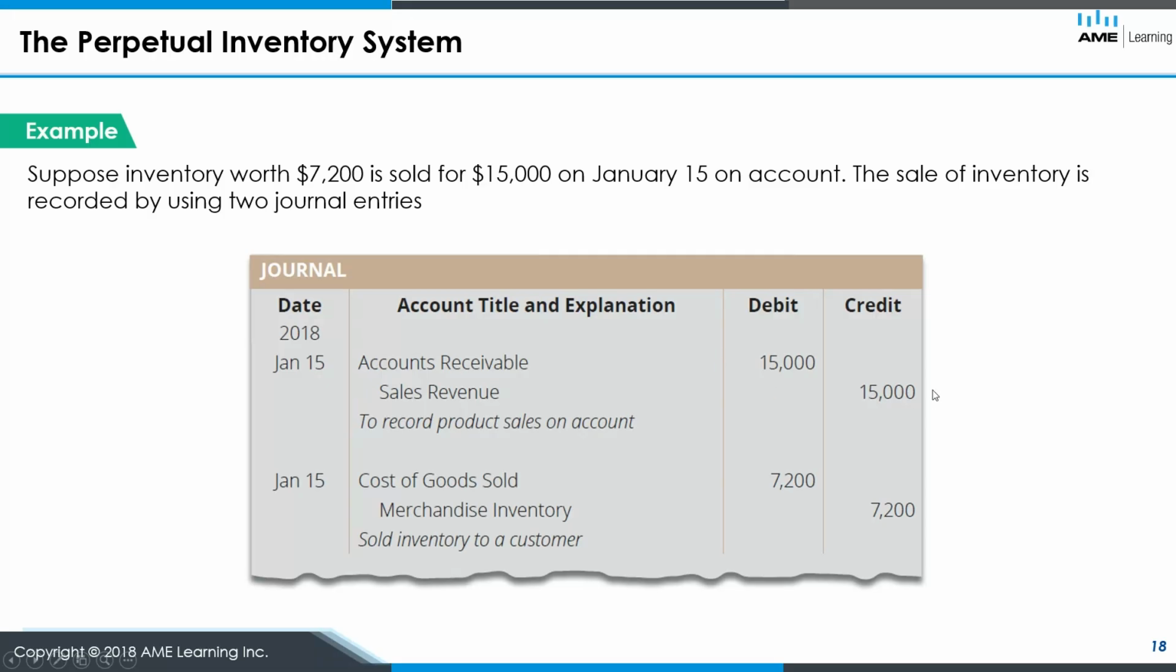You're going to have the sales part. As it mentions, we sold this for $15,000. So again, a basic type of journal entry. We have revenue going up. We have accounts receivable increasing. So this is the customer owing us $15,000.